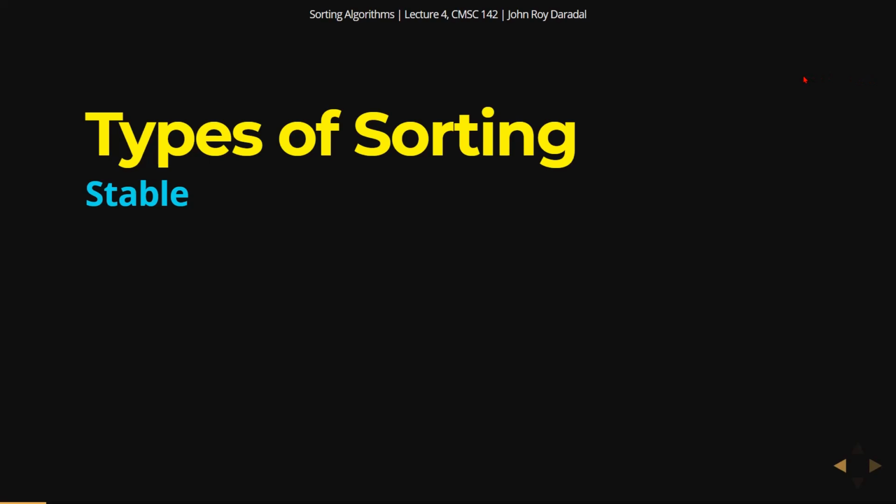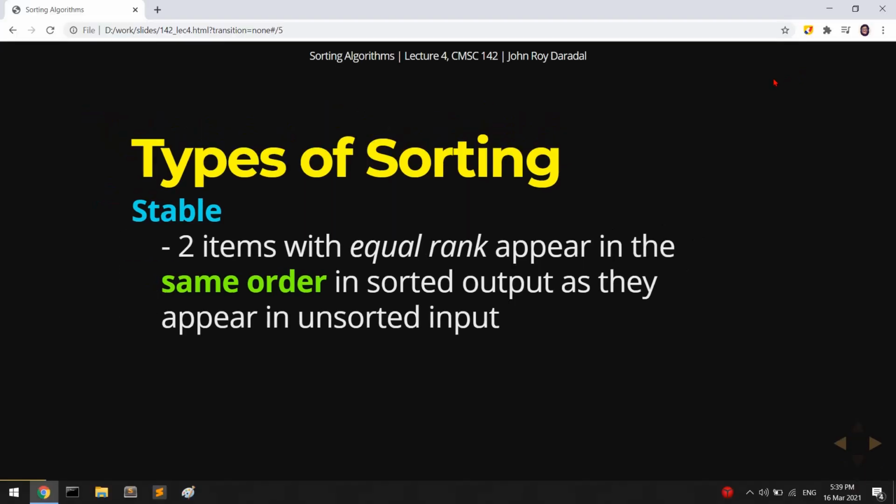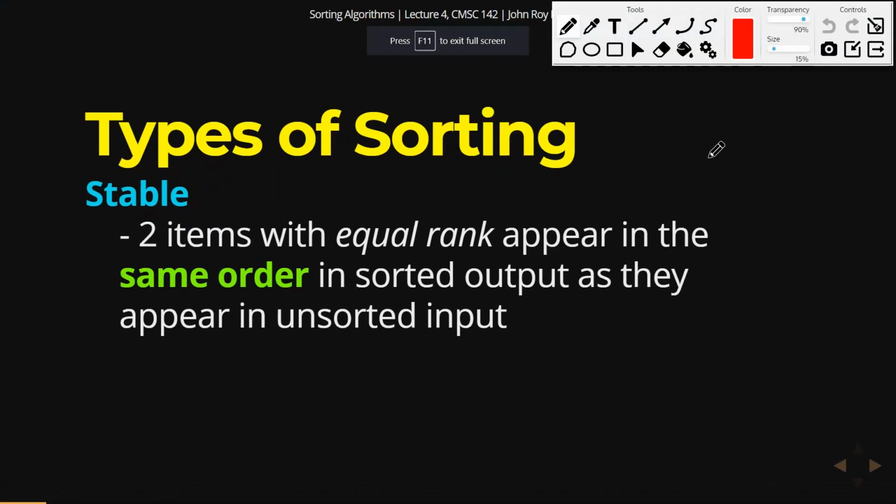Okay, now there are two types of sorting algorithms. So it could be a stable sorting algorithm or an unstable sorting algorithm. So how do we distinguish the two? In stable sorting, if there are two items with equal rank, they should appear in the same order in the sorted output as they appeared in the unsorted input. Okay, what does this mean? So let's see an example.